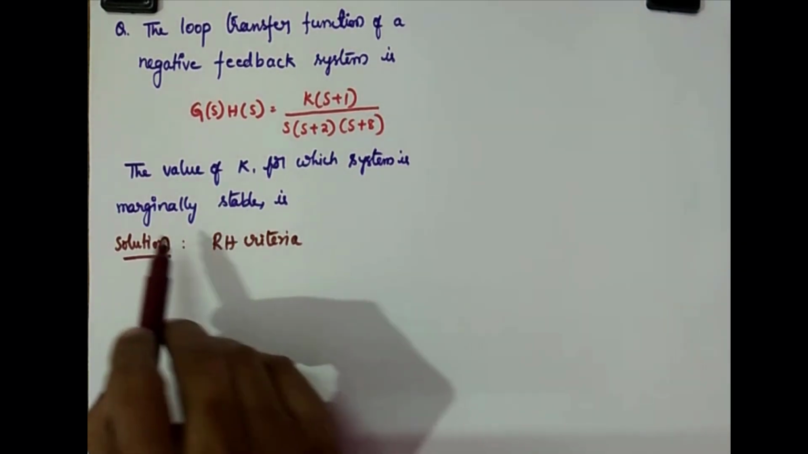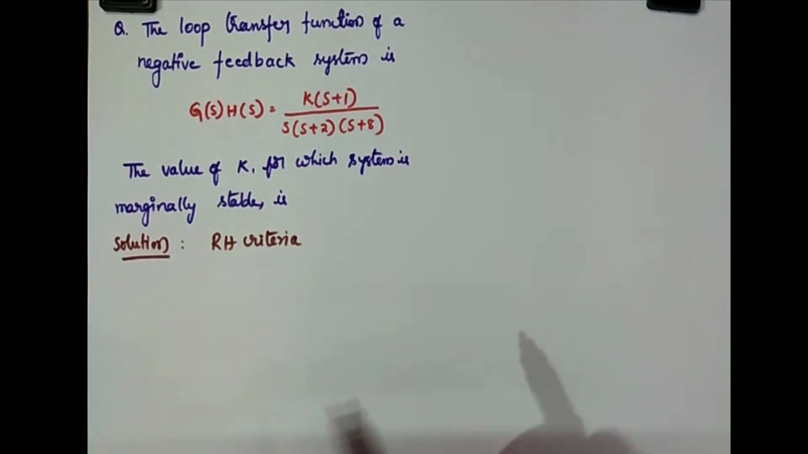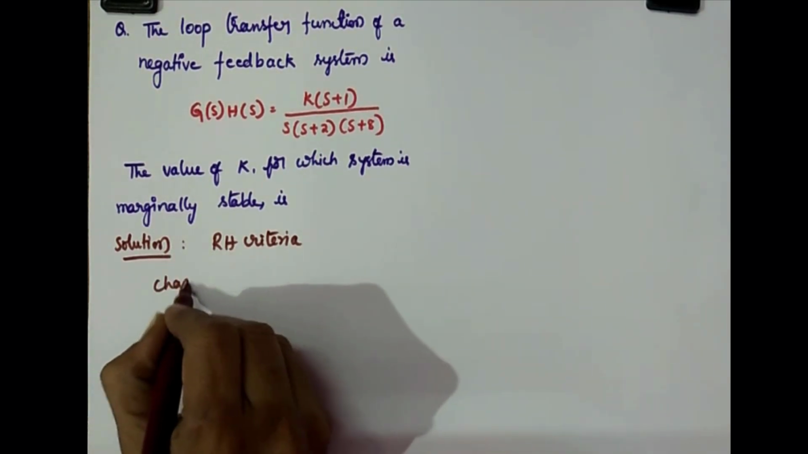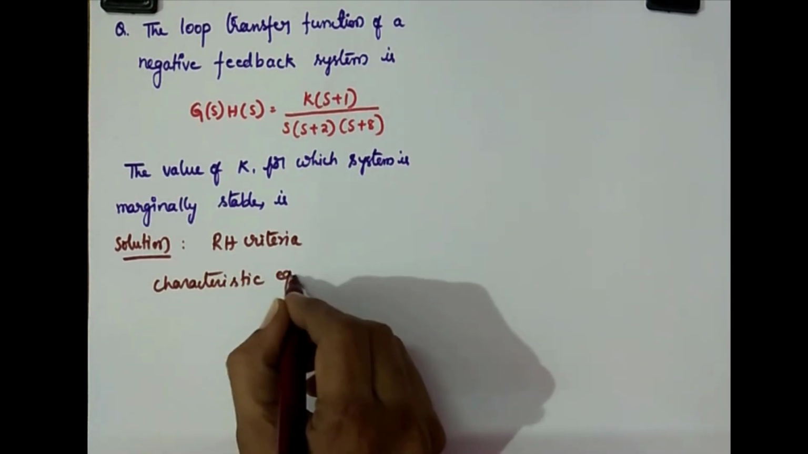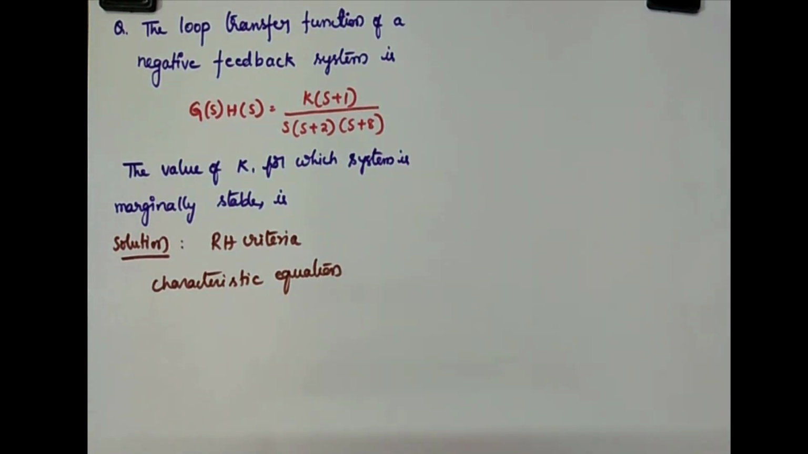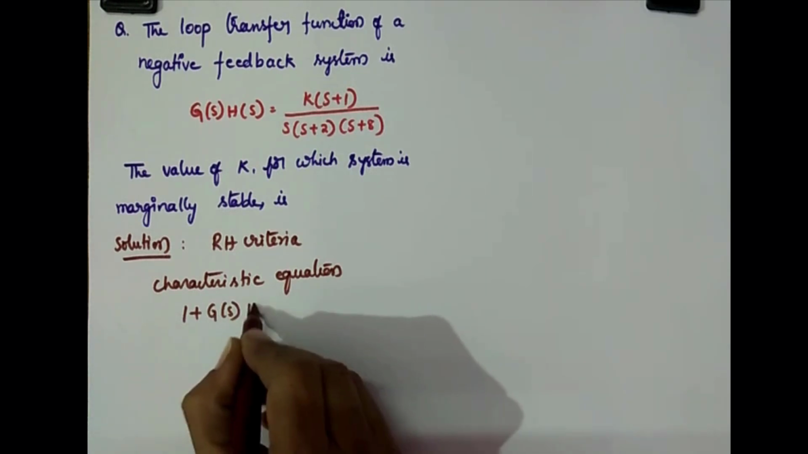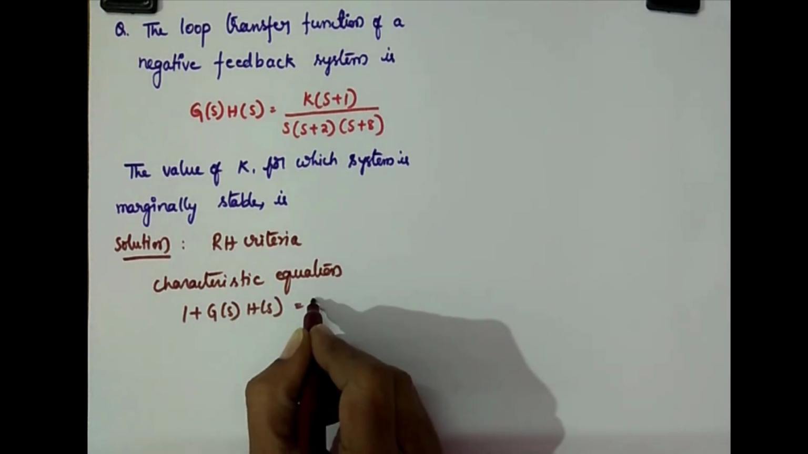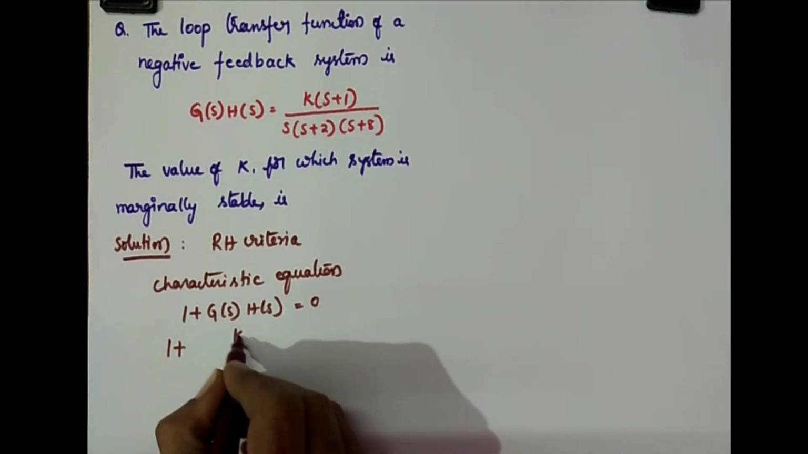First, to explain the stability of the given system, whether it is marginally stable, stable or unstable, we first need the characteristic equation. What is meant by the characteristic equation? It is 1 + G(s)H(s) = 0.